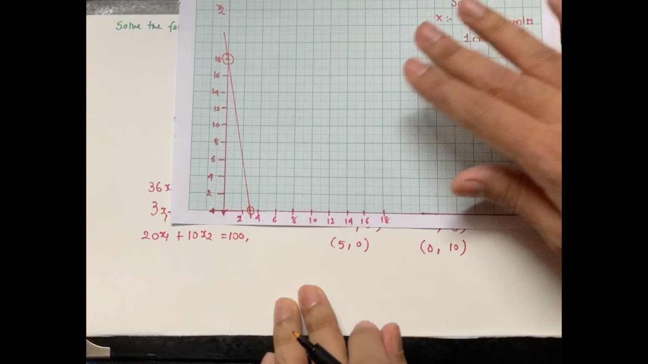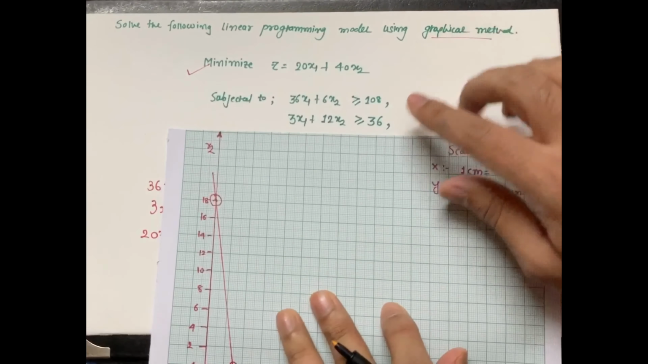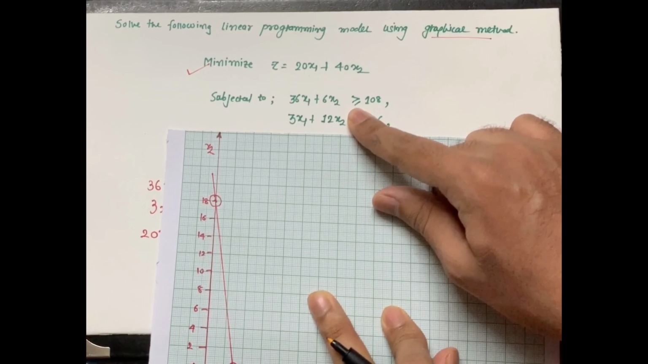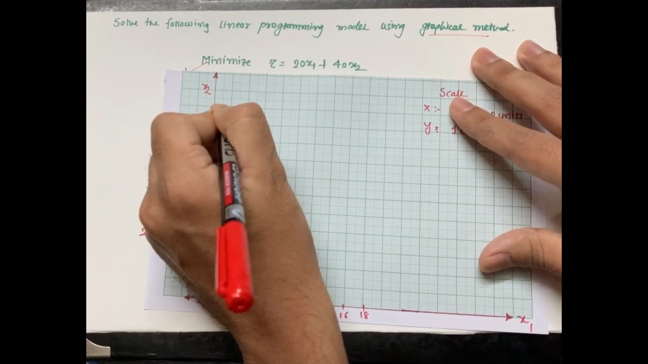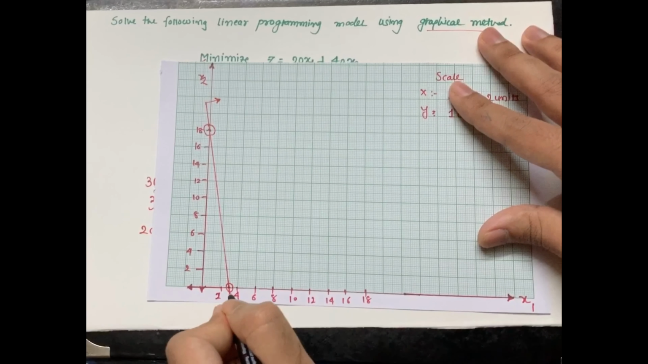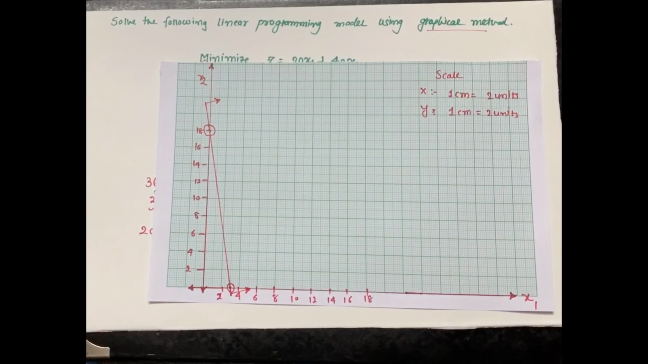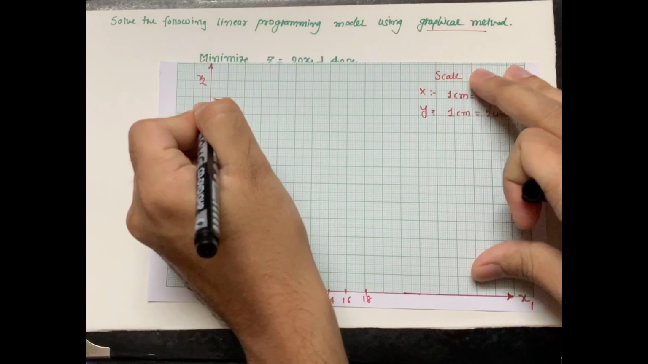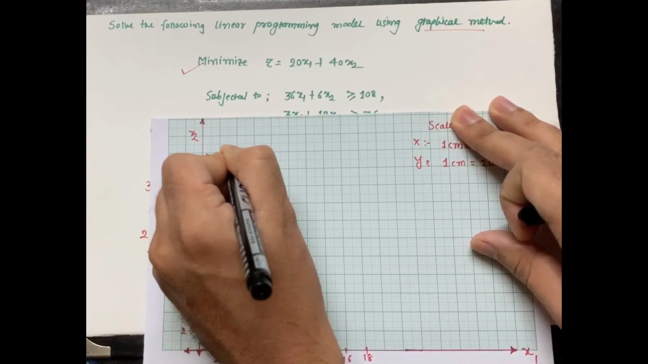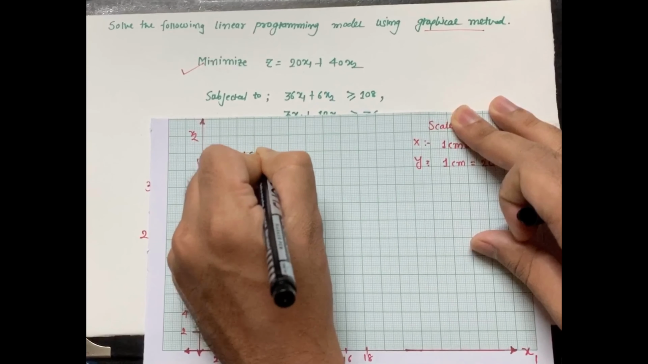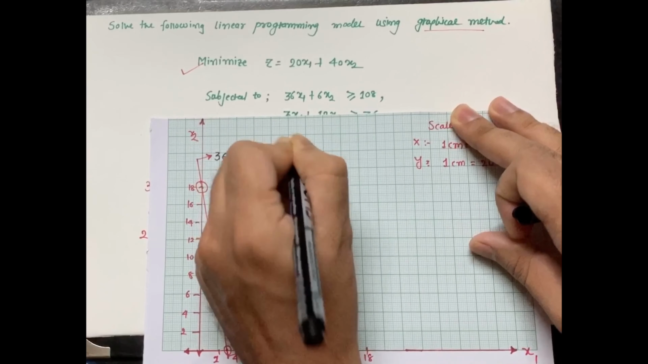Refer back to the original equation. For the first line, the inequalities are of greater than or equal to, so the arrows will be in the upward direction. Arrows are in the upward direction. Labeling is important. The equation of this line is 36x1 + 6x2 is greater than or equal to 108.